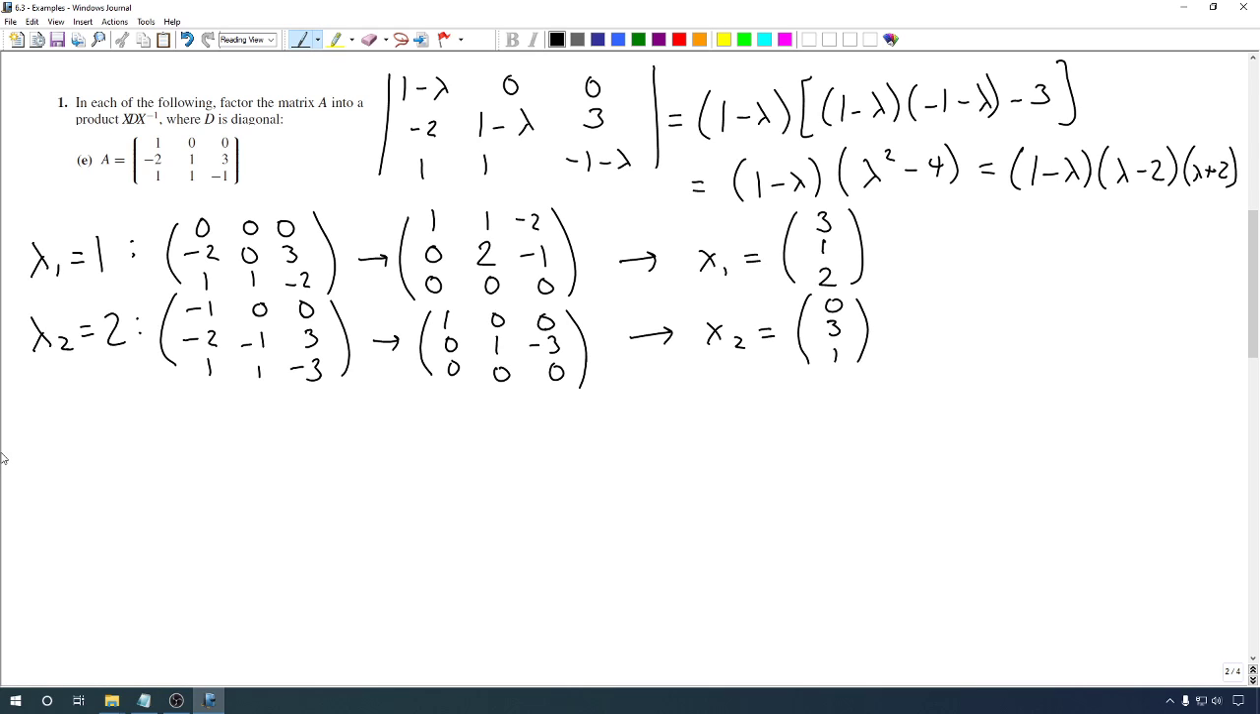Finally, our third eigenvalue. It's not 3, unlike this pattern, it's negative 2. We're going to essentially add 2 to each of our diagonal elements. So we're going to have a 3, 3, then 1. Everything else stays the same.